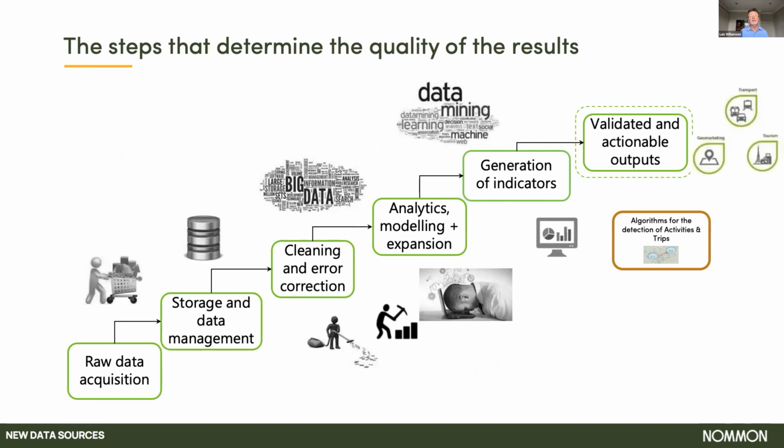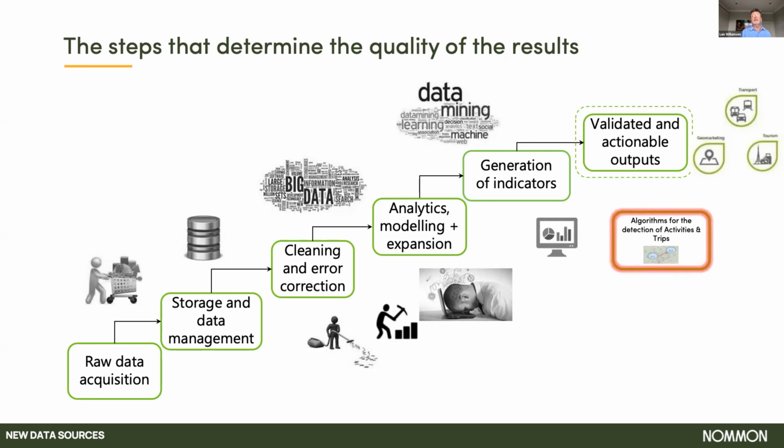The only thing I would like to say about big data of this kind is that the raw data, the CDR, the call detail records, or the GPS coordinates in an app, are not the end product. The end product requires going through a full process from storage and data management, cleaning and error correction. All this data comes with its own set of errors, as household surveys do. And the analytic modeling and expansion of the sample is very critical, precisely as it was mentioned before, to correct the biases that are present in this data. And it is quite possible to correct most of them. And then you generate the indicators and you validate the outputs so that they can actually be used.